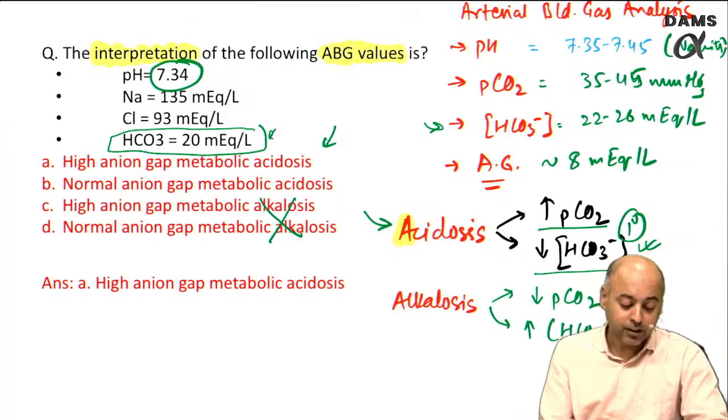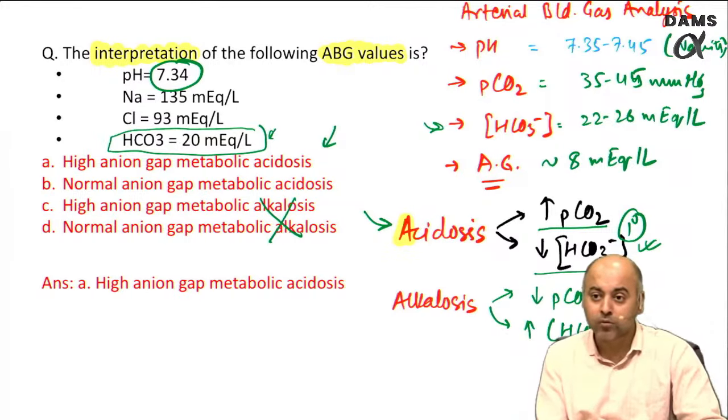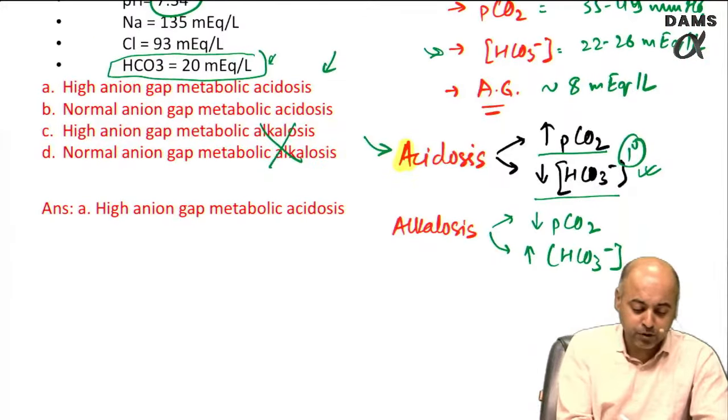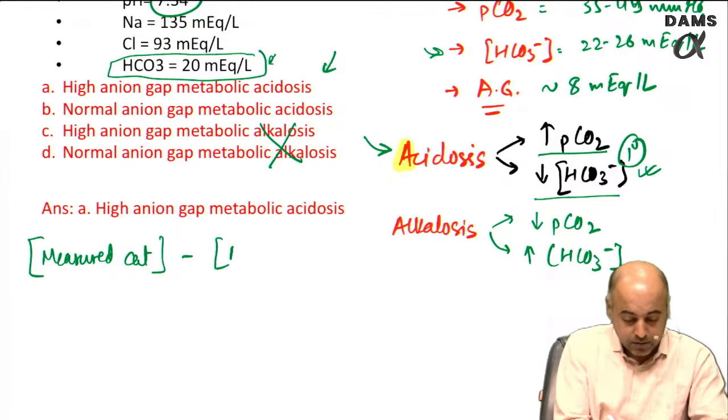Now whether the anion gap is normal or high, you can calculate by the very simple formula, that is measured cations minus the measured anions.